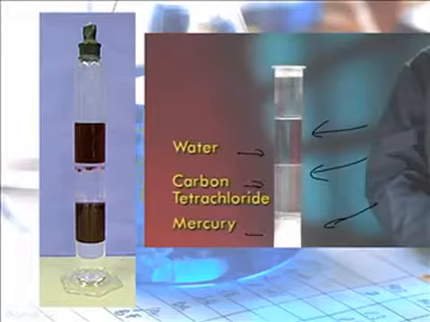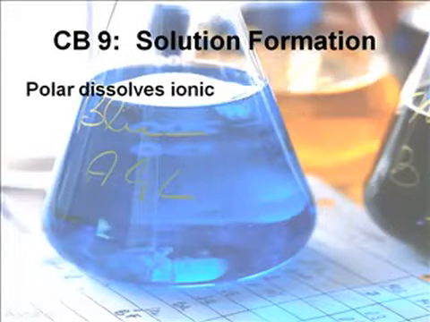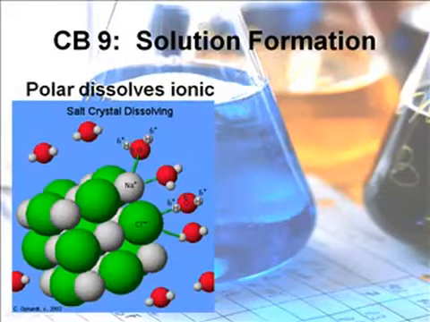And actually, I didn't say this from our example, but the one that's on top is the one that's, we'd say, least dense. Some people say it's not as heavy or something. It actually has to do with the density. Okay? Polar also dissolves ionic, and we already kind of alluded to this.